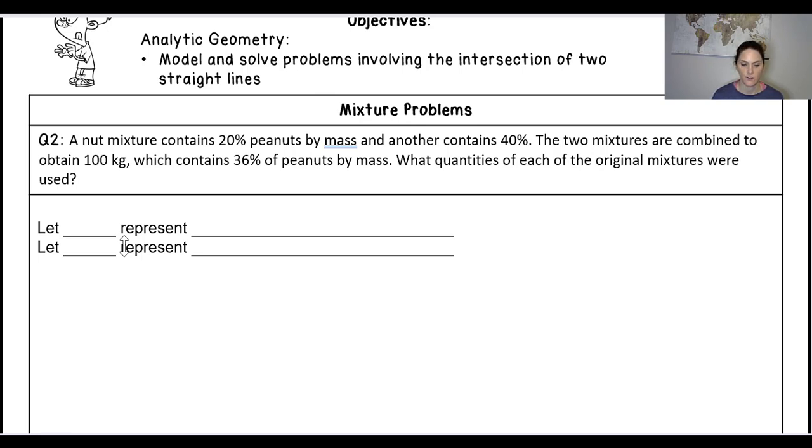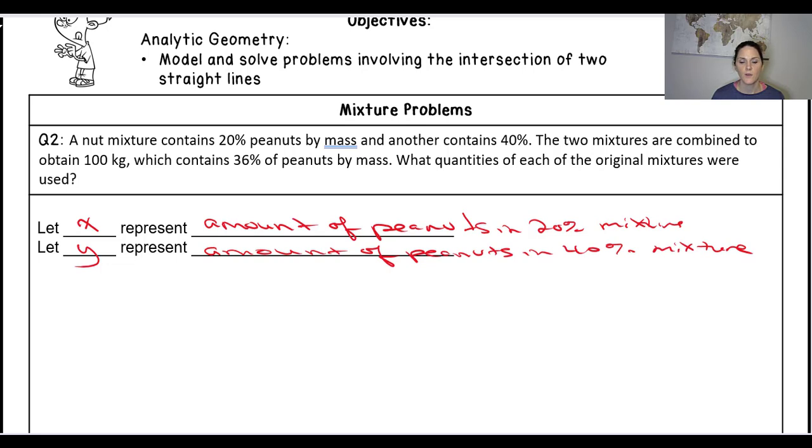So we're going to go ahead and define our two variables. I'm going to let X represent the amount of peanuts in the 20% mixture, and I'm going to let y represent the amount of peanuts in the 40% mixture. Okay, so again, we're going to come up with our two equations. I don't know how many of each we need, so that will be my first equation. So it's just simply x plus y equals 100.